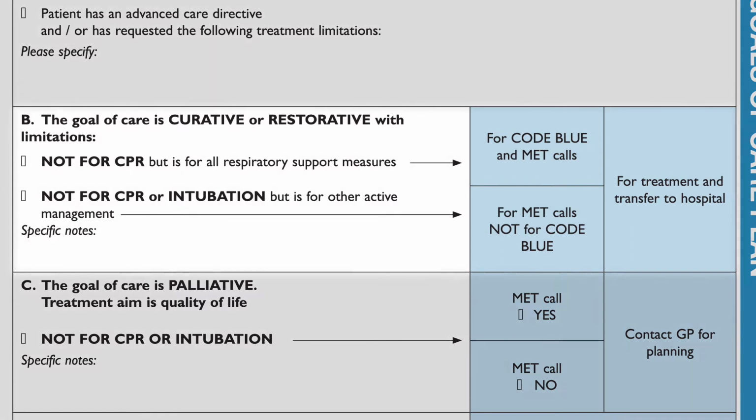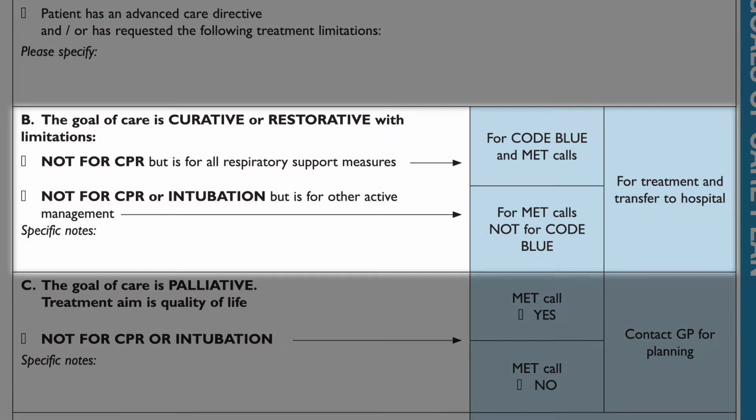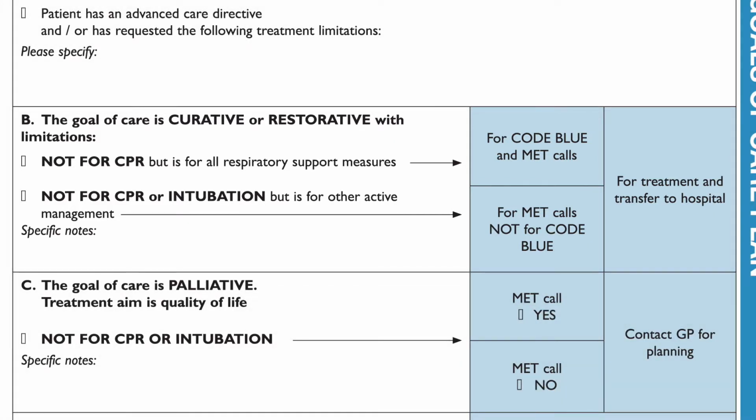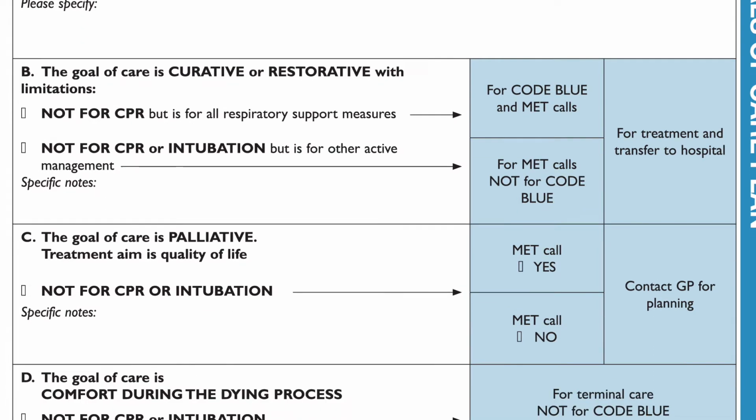Goals of Care B is where you feel it would be reasonable to provide some limitations of medical treatment, either through the patient wishes in line with their advanced care directive or where an intervention such as CPR or intubation would not be successful. There is space on the form to document any other limitations you have discussed with your patient, such as IV antibiotics.